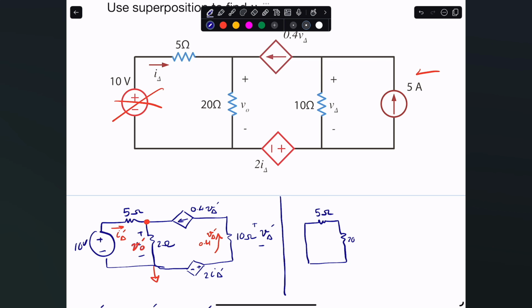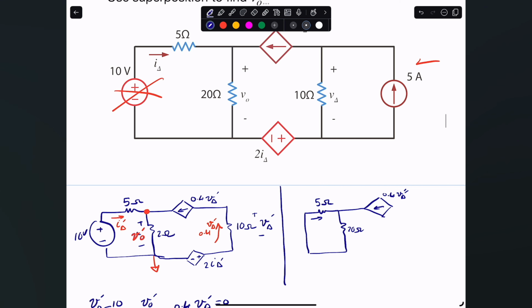20 ohms. And then what do we have in here? We have the dependent current source in here. That will be 0.4 V delta prime. Of course, this one here is now I delta prime, because it's different than I delta prime and it's different than I delta. And this one here is the voltage that we're looking for, which is V out or V naught prime. And we have a dependent voltage source, plus minus, and it's 2 I delta. You have to pay attention, it's prime as well.